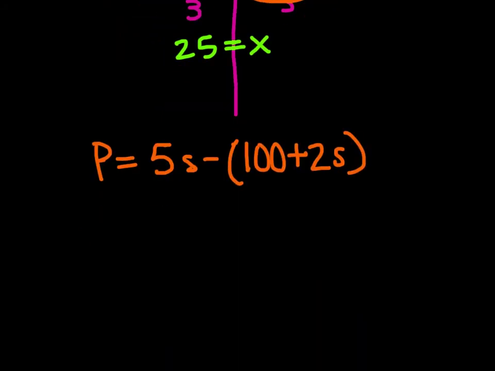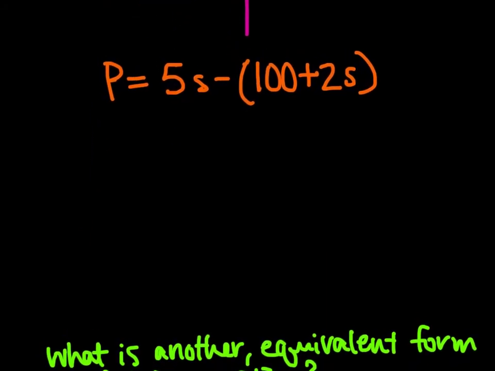Using this idea, we're going to tackle this problem. So here's our problem. We have the profit of a choir selling greeting cards. So here's the sales from greeting cards is modeled by this equation. So the profit is equal to 5s minus 100 plus 2s. So understanding what is occurring here in this equation is important.